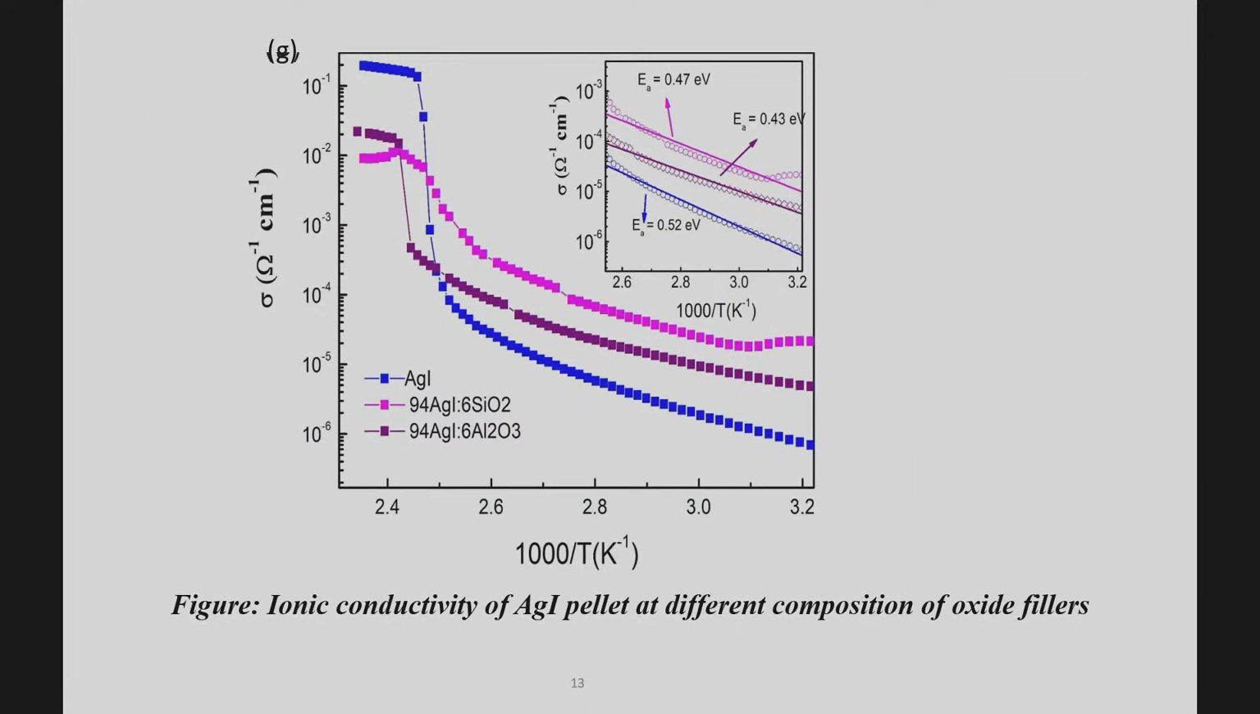When we measure the temperature dependent ionic conductivity, this is a comparison graph of ionic conductivity of AgI with SiO2 and Al2O3. In this graph, we can see that the activation energy of pure AgI is 0.52 eV, the activation energy of 6% SiO2 is 0.47 eV, and the activation energy of 6% Al2O3 is 0.43 eV. There is no large difference between the activation energies.